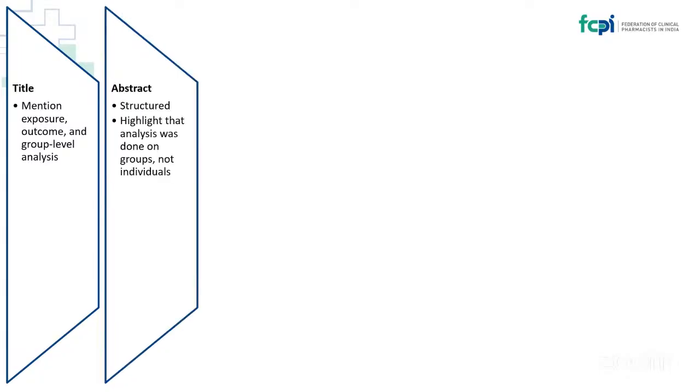Next is the journal style representation of your ecological study. You will have to mention the exposure, outcome, and group level analysis in your title. This needs to be highlighted in the title: group level analysis. In the abstract, it should be structured and highlight what work you have done at the group level.